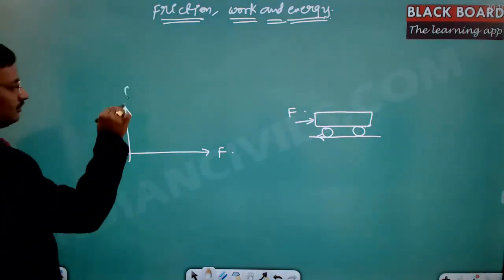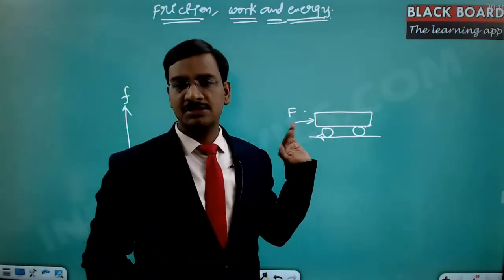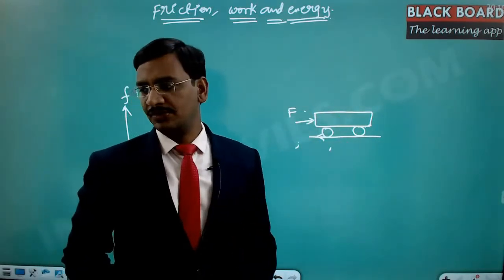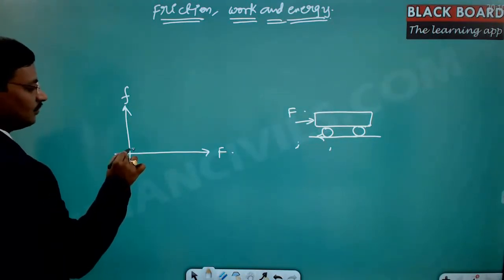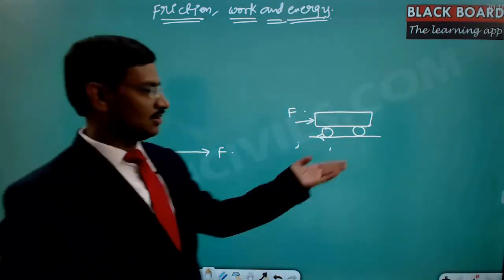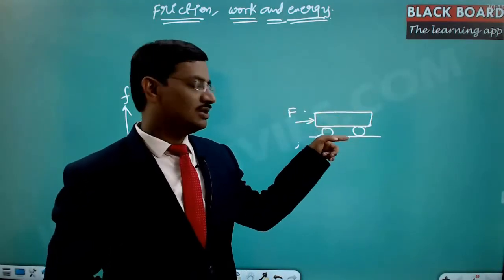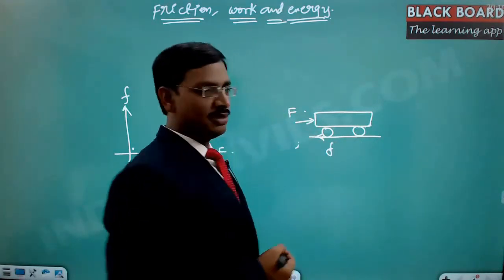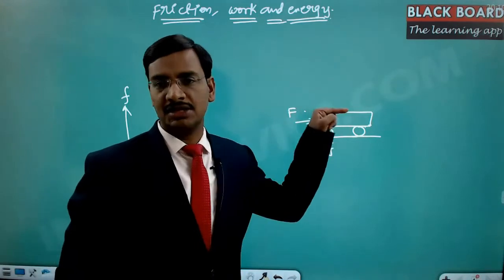If you apply zero force, there won't be any frictional force; it just stays as it is. As you start applying the force, the frictional force is raised by the road. The car is about to move, but the road does not allow it because of the frictional force developed. If you don't apply force, no frictional force; if you apply, it starts developing.